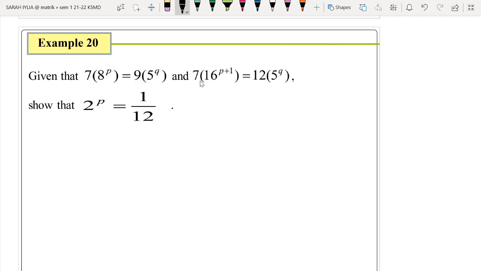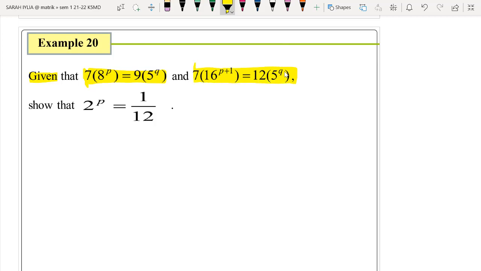Okay, and then the second one we have 7 times 16 to the power of p plus 1 equal to 12 times 5 to the power of q. Okay, kita ada dua equation. Dia ada dua statement kat sini. Okay, itu hint paling besar. Maksudnya, nak jawab soalan ni, mesti gunakan apa benda yang dia bagi. Sebab dia kata given. Ini ada statement. Kita mesti gunakan statement ni.